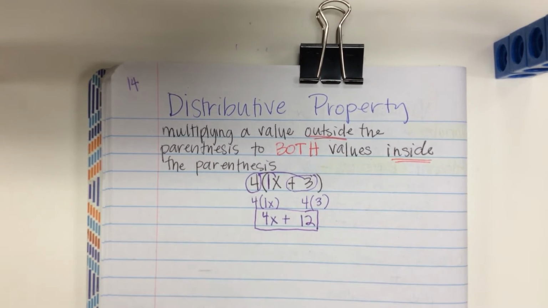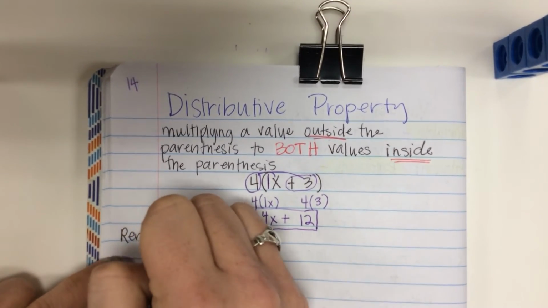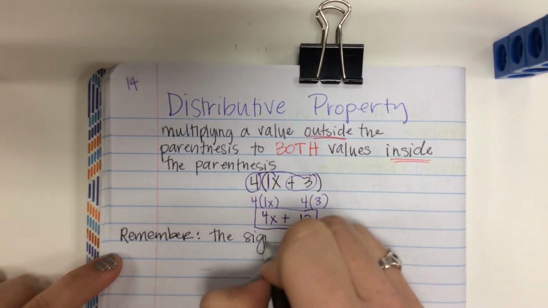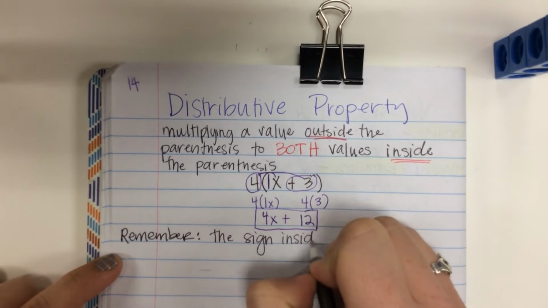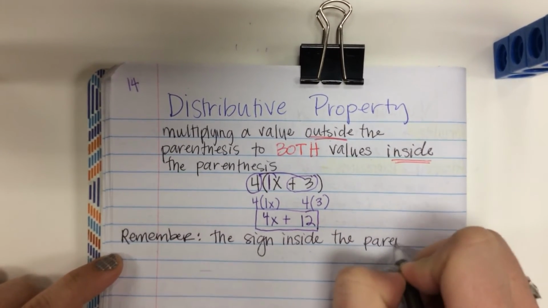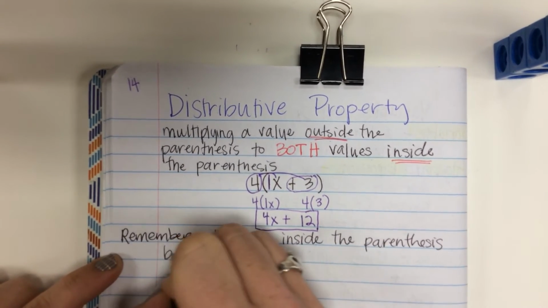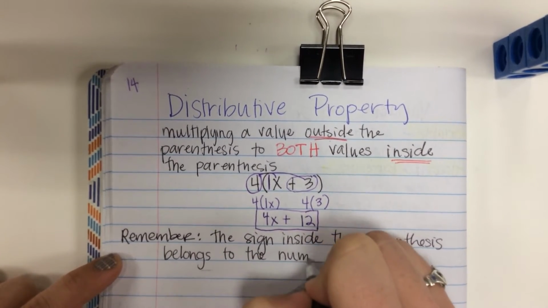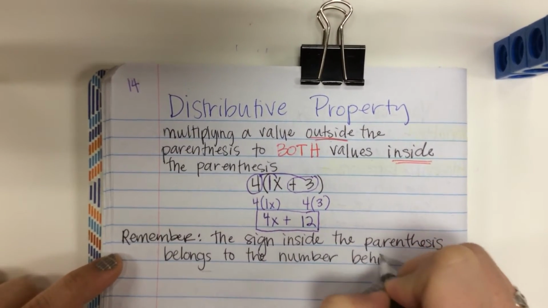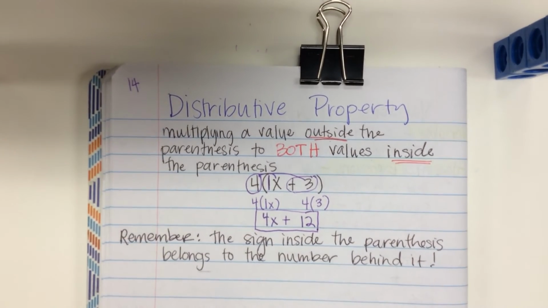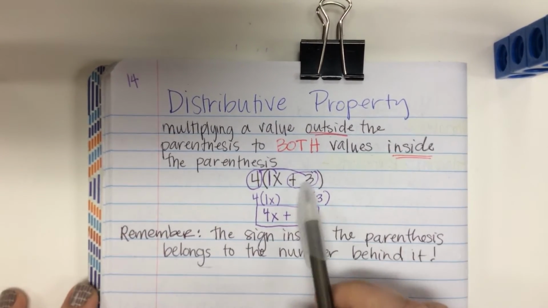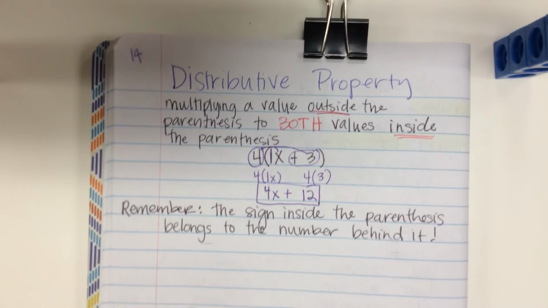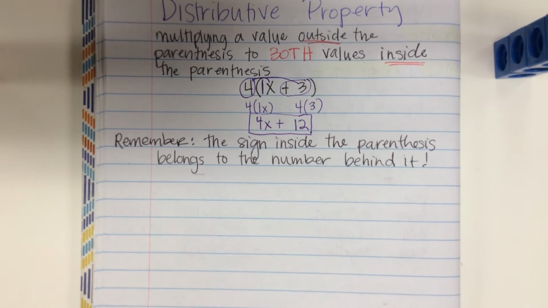So let's write that remember to us. You need to remember the sign inside the parentheses belongs to the number behind it. And we've been doing that with addition and subtraction of integers. Whatever that number is, it belongs. It's positive 3. If it was a minus, it would be a negative 3. So let's do some practice problems.